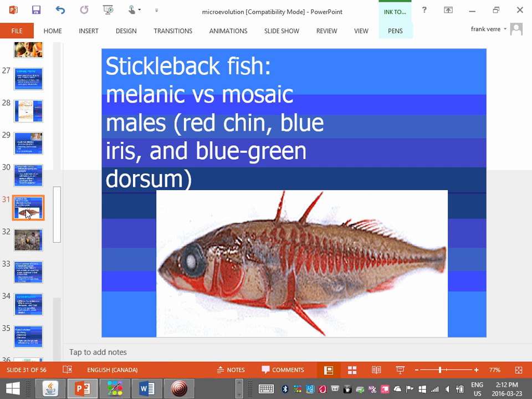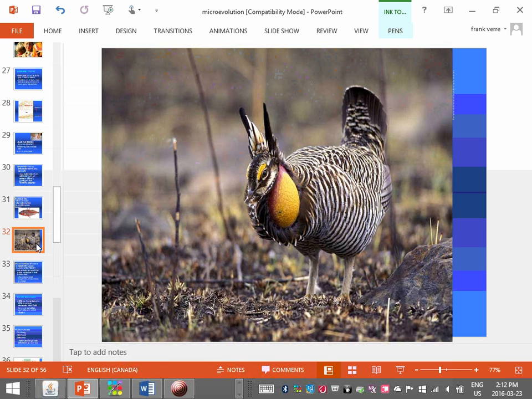So here's a picture of a pretty ugly fish. It's called a stickleback. Now this is a mosaic version, so it's got a little bit of different colors. It's got some red, some blue-green in it. A melanic version is all uniform color, so you wouldn't see the different colors that you see in this fish. Females that are melanic like males that are melanic. Females that are mosaic like males that are mosaic. That's the opposite of randomness.